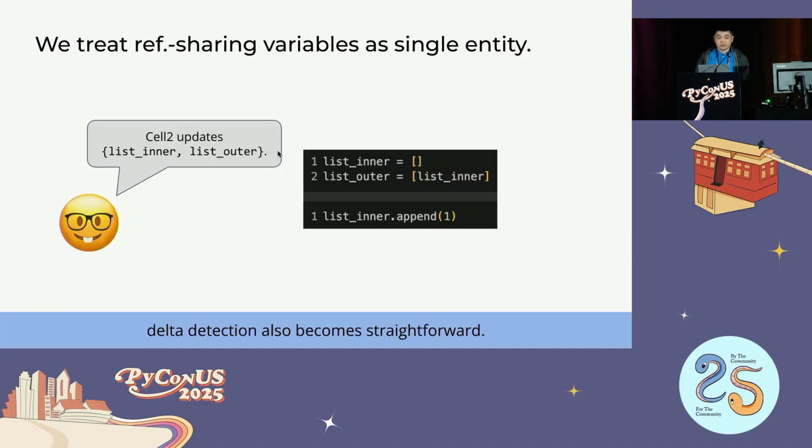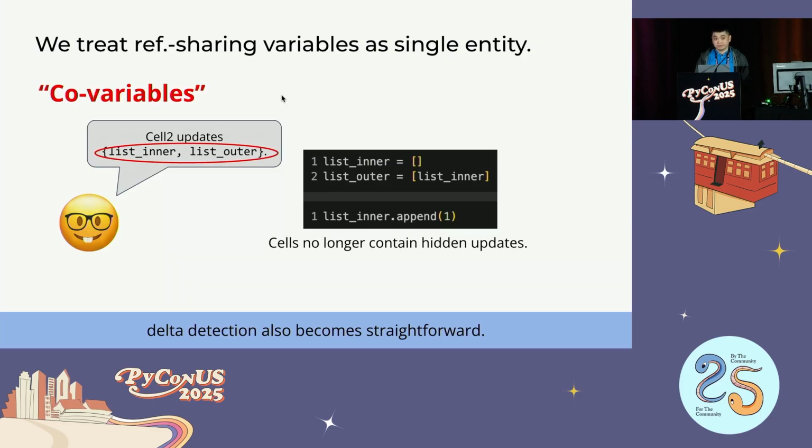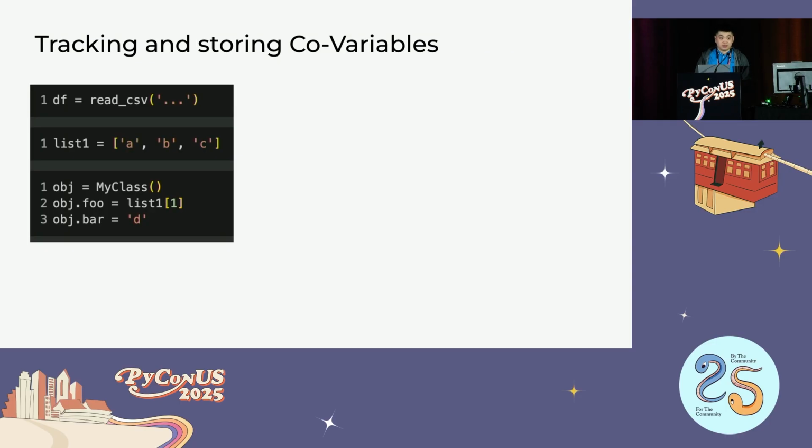We actually wrote a paper on this, and reference sharing variables is quite a mouthful, so we simplified it by calling these things covariables instead. I'll be using this term in the next few slides. Given that we now have this covariable level granularity, I'm going to talk about how our system tracks and stores these deltas.